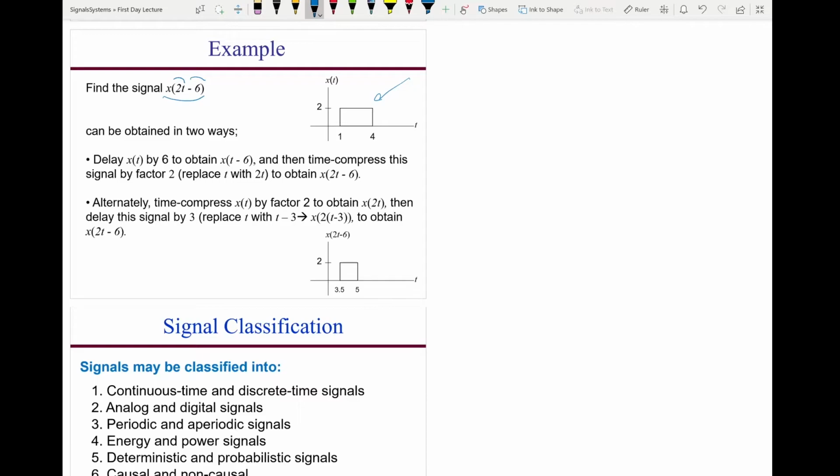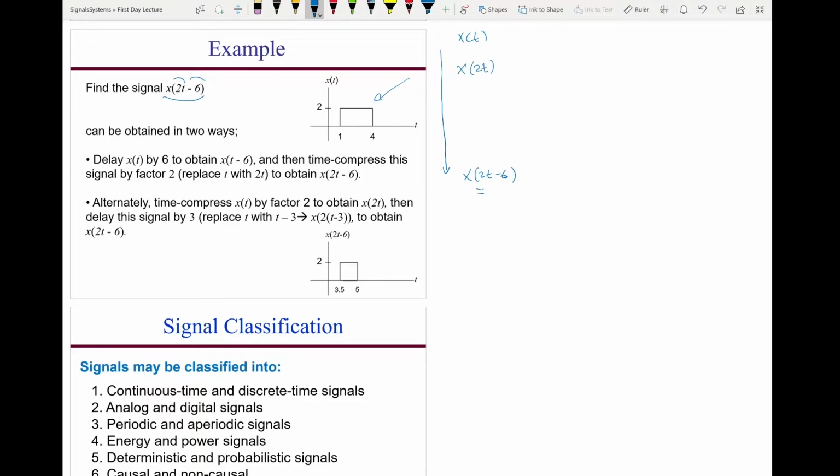So the best way, I will carry the operation step by step. That means I will start with x of t and just keep going until I get to x of 2t minus 6. That means I will carry out many operations until I get to this mathematically. So let's start with, I need 2t. So I'm going to find x of 2t.